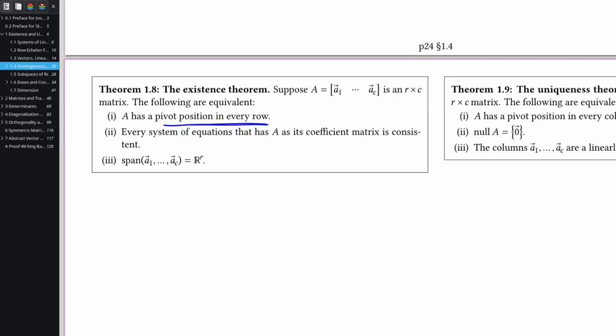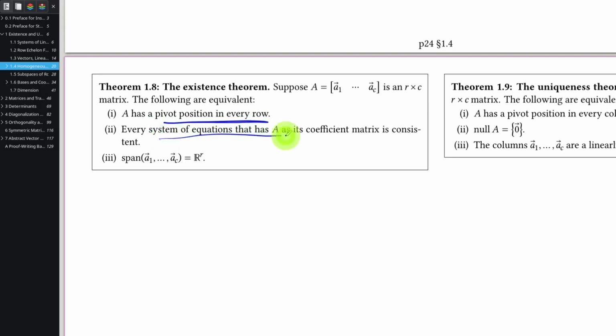That is equivalent to every system of equations that has A as its coefficient matrix being consistent. And a system that has A as its coefficient matrix is a system that would be written as AX equals Y. And the span of the columns, that's another way of saying the column space of A, equals all of R. In this case, it's R^C, because R and C are the same. So we could say R^C.